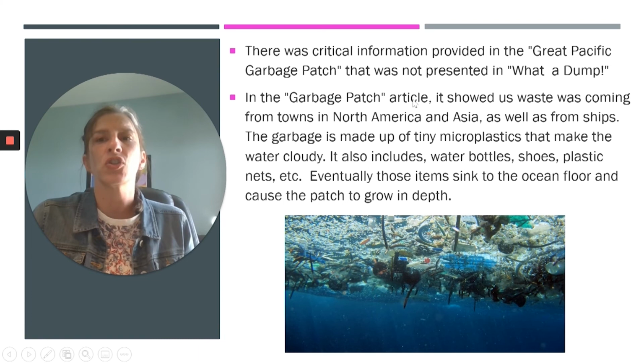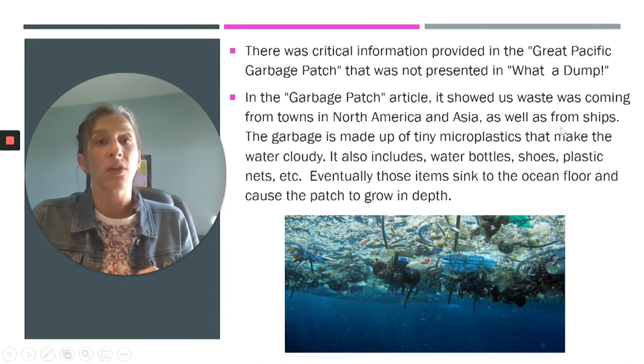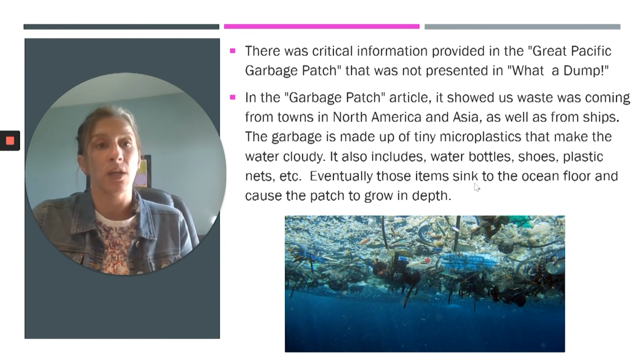In the Garbage Patch article, it showed us waste was coming from towns in North America and Asia, as well as from ships. The garbage is made up of tiny microplastics that make the water cloudy. It also includes water bottles, shoes, plastic nets, etc. Eventually, those items sink to the ocean floor and cause the patch to grow in depth. So the only thing that we include in the answer are things that were in one source, not both. And in just the Garbage Patch website, it talked about the ships, it talked about the microplastics, and it gave us specific examples of what the garbage was and how it helps it grow in depth.